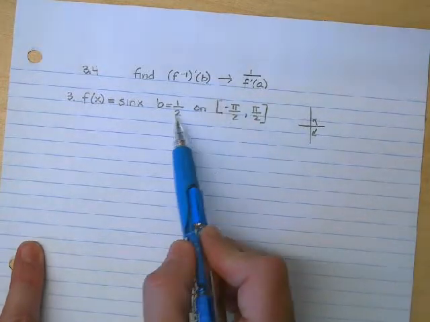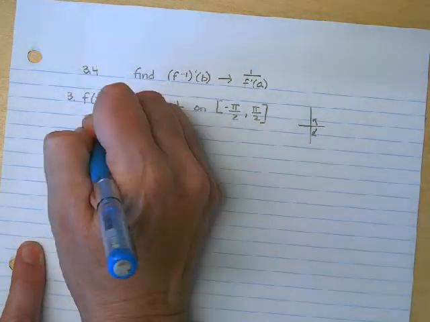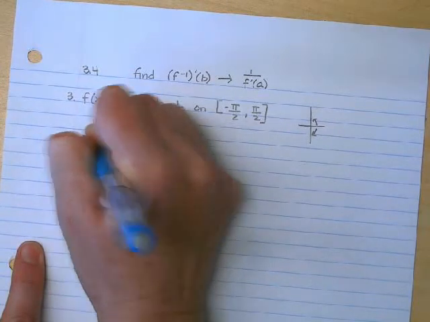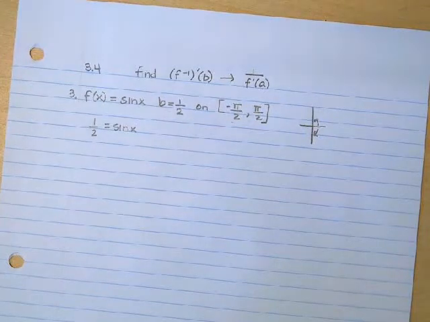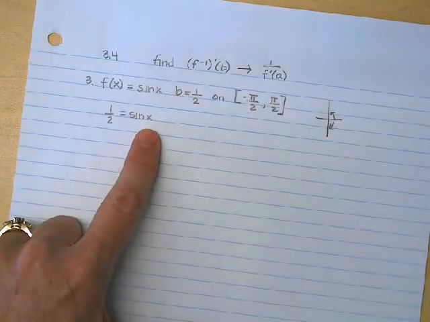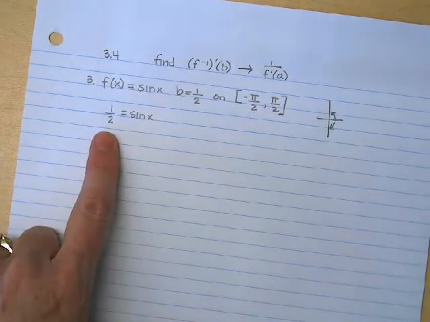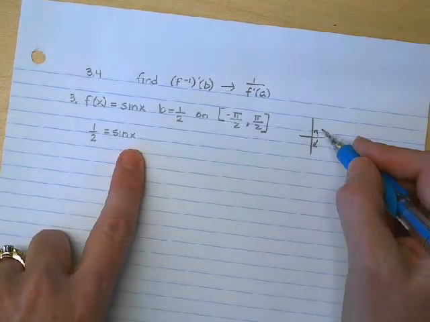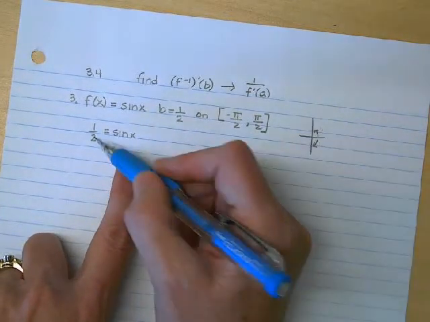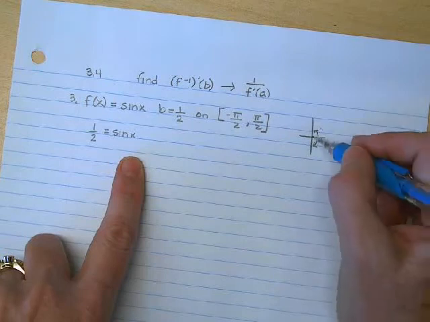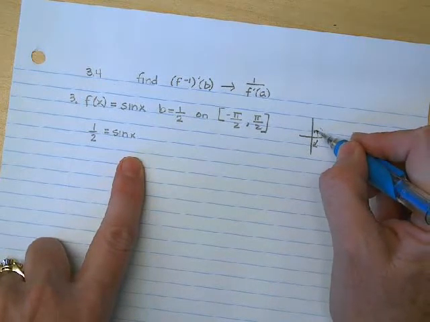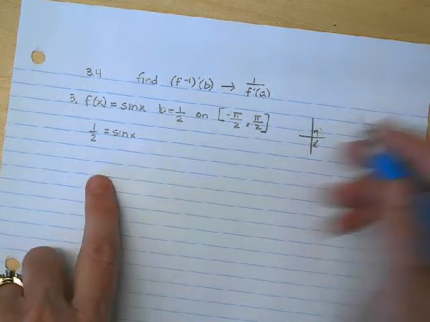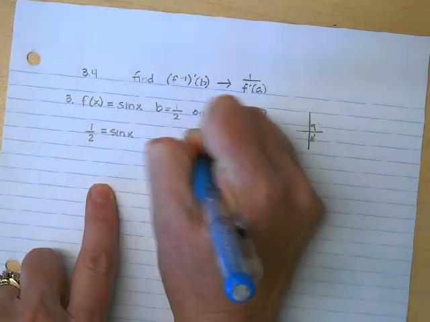So I know that this is the y value right here. So I'm going to put that in, that 1/2 is the sine of x. So I'm thinking, the sine of what is equal to 1/2? And it has to be in these two quadrants. Well, I know the sign is positive, so it's got to be in this quadrant right here. And the one that works is pi over 6. Okay, so x has to be pi over 6.